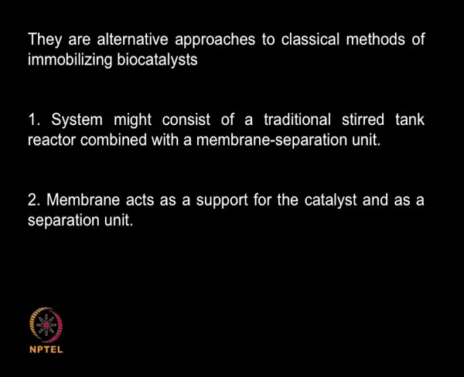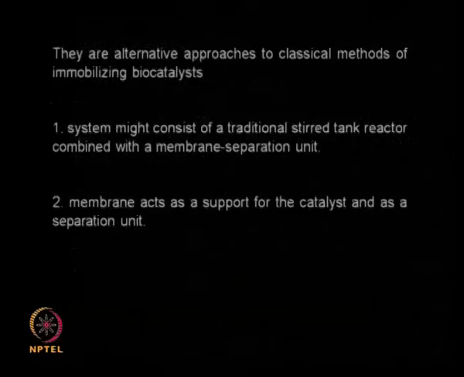So both are alternate. So I can have the first one, a traditional stirred tank reactor, and then I can have a membrane separation unit. In the second one, the membrane acts as a support for the catalyst. Catalyst is your enzyme or active cell, okay. And then separation also automatically happens because it is immobilized on a membrane. So your metabolite may be just diffusing through or permeating through. So by choosing your membrane, we can achieve this type of permeation or diffusion or filtration type of process.